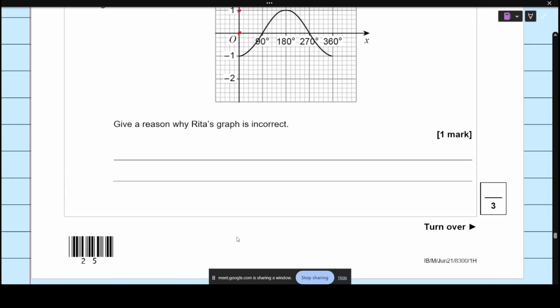I'm going to write here that cos x is equal to cos negative x. So the graph of cos x and the graph of cos negative x should be the same, which is the mistake in Rita's graph.